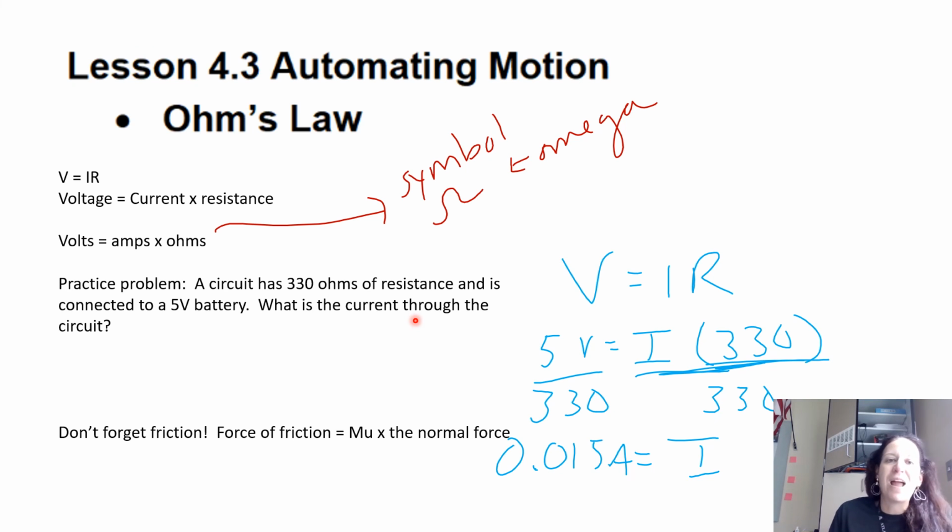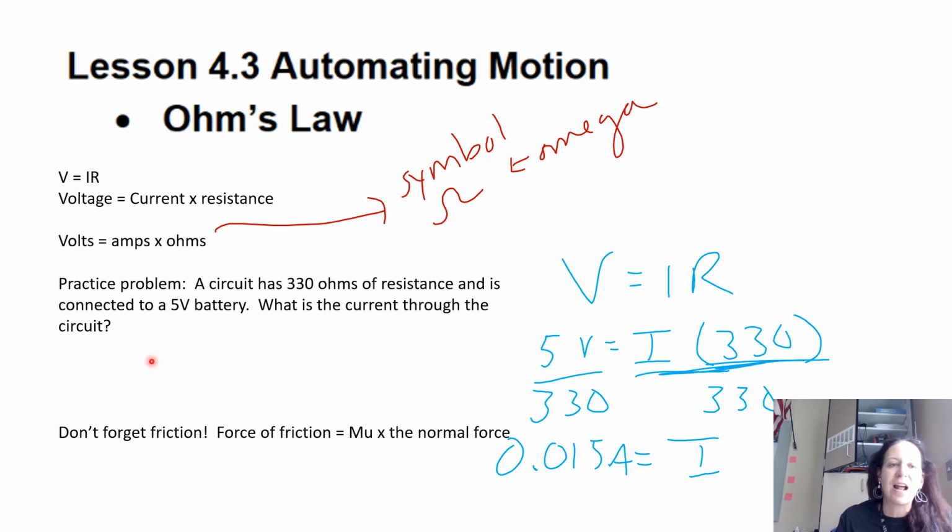And then the units for those: voltage is measured in volts, current is measured in amps or amperes, and resistance is measured in ohms. The symbol for ohms is this. That's not drawn really well, but it looks like that. It's an omega, the symbol for that.